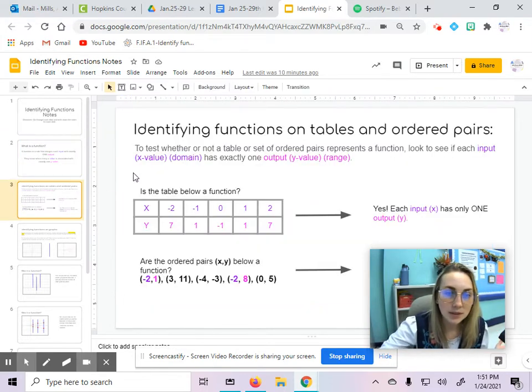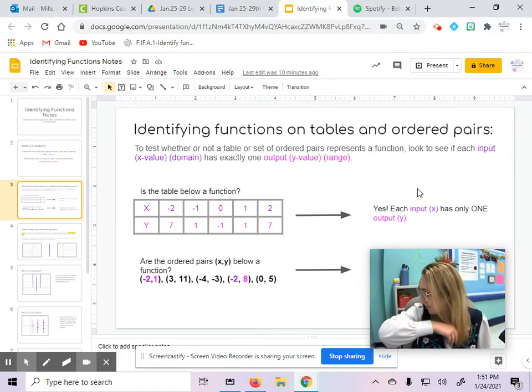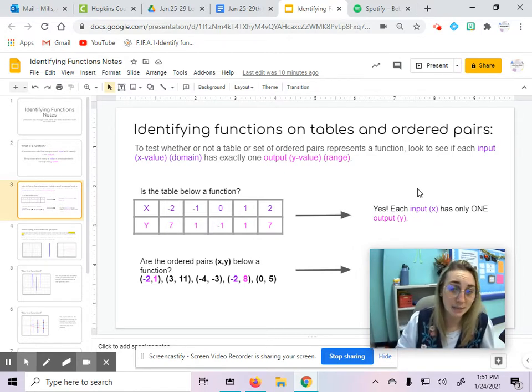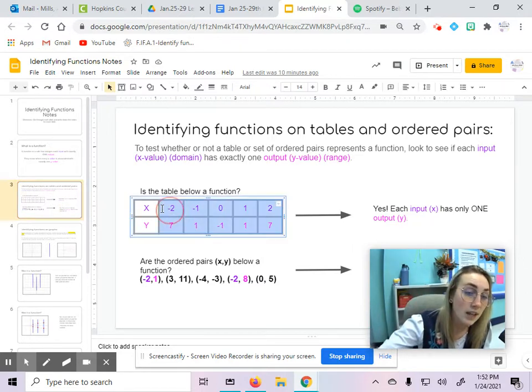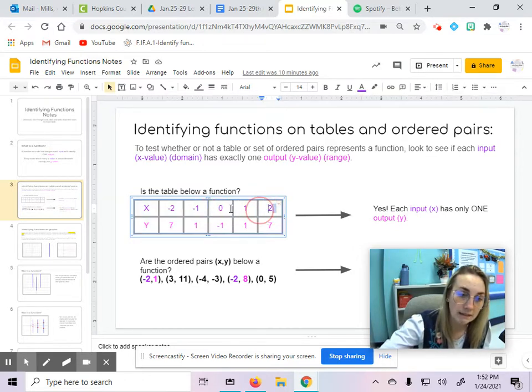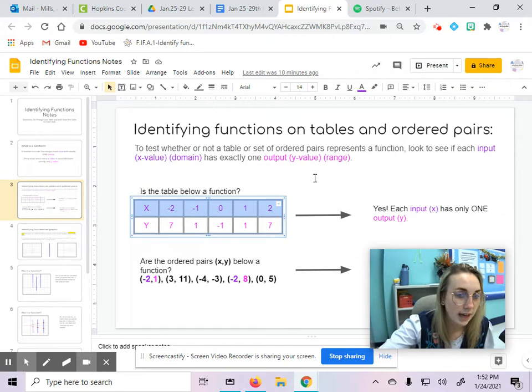Let's look at some examples. Let's talk about identifying functions on tables and ordered pairs. Again, each input has exactly one output. So when you're looking at a table like this one right here, what you need to look at is your x values. Let me highlight those real quick. Here are your x values, okay?